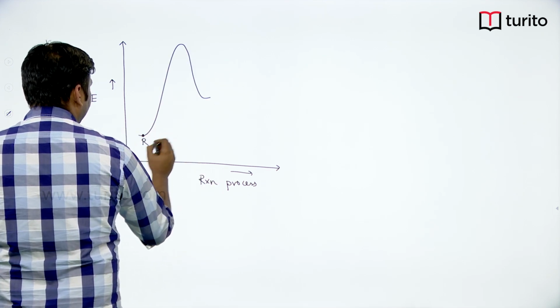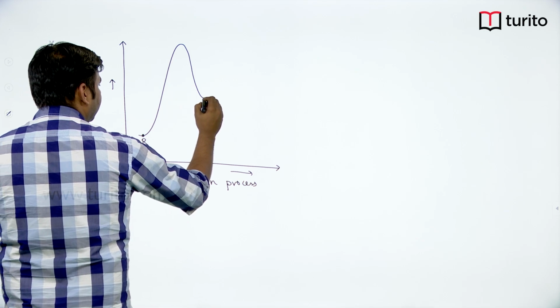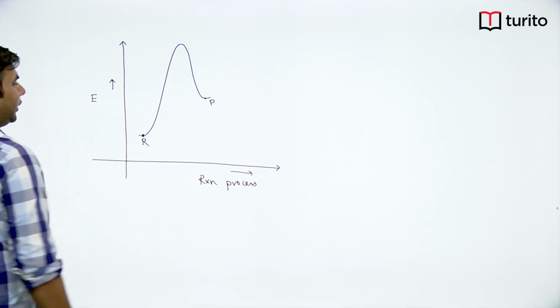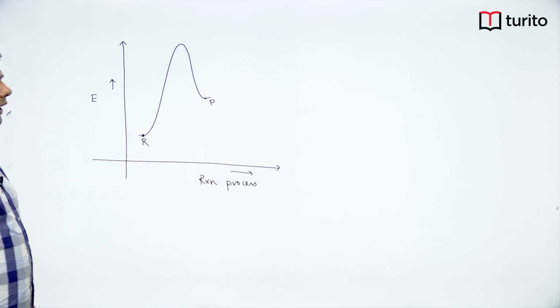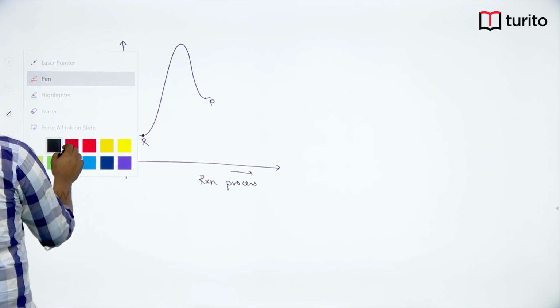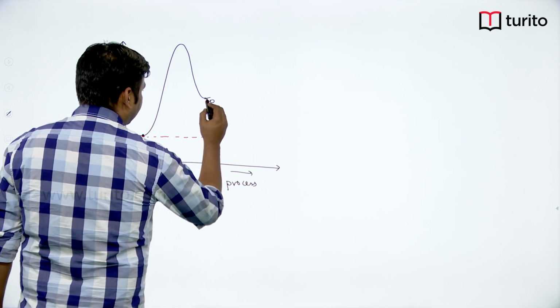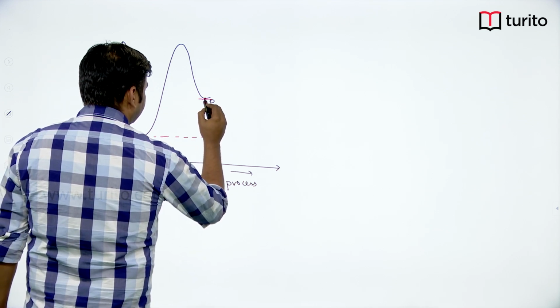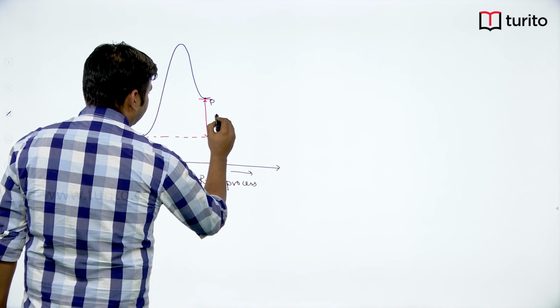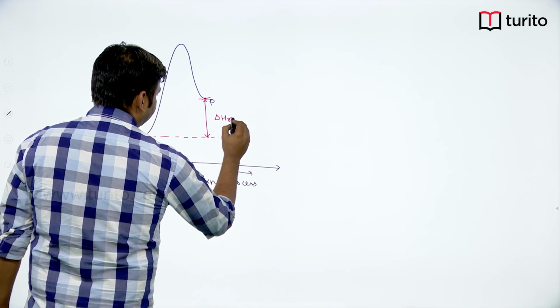So suppose this is the reactant and this is the product. We can clearly make out that the energy of product is greater than energy of reactant, so the delta H of this reaction would be positive. Okay, so this is the energy of reactant, this is the energy of product. So if you subtract them, this is our delta H of reaction.